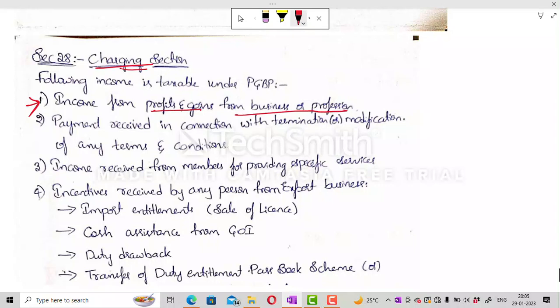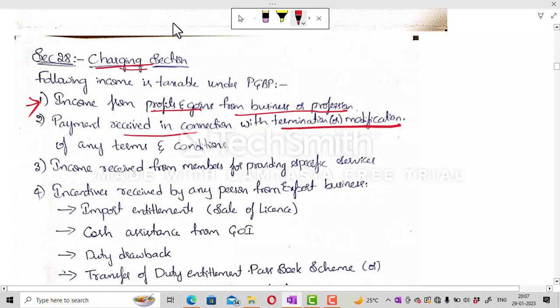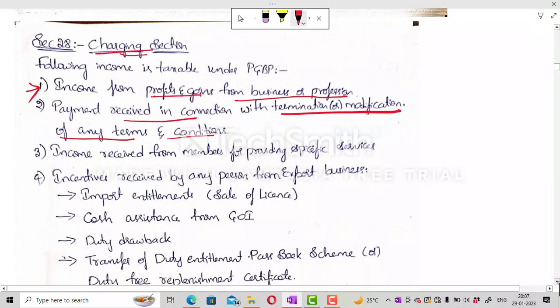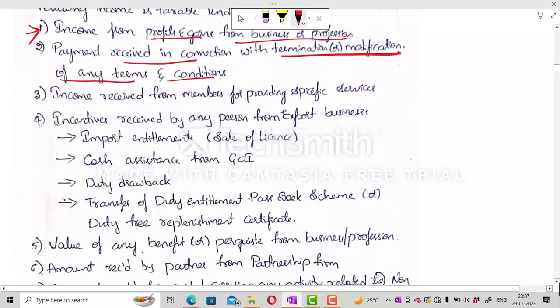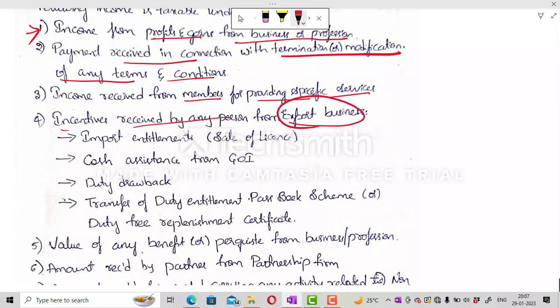This is the heading itself. And next one is payment received in connection with termination or modification of any terms and conditions. If there is a modification in any terms and conditions and we have received a payment for that, we need to tax it in PGBP. Income received from members for providing specific services and incentives received by a person for export businesses. So import entitlements.